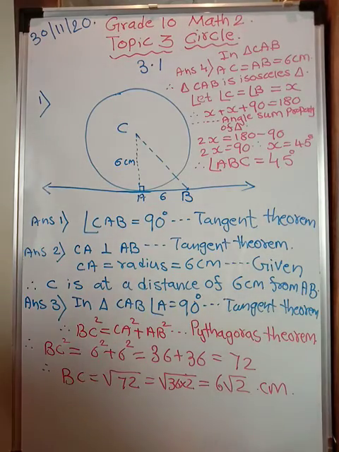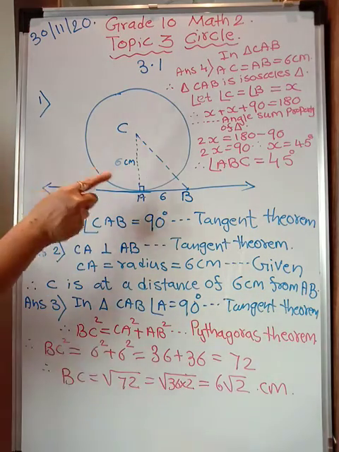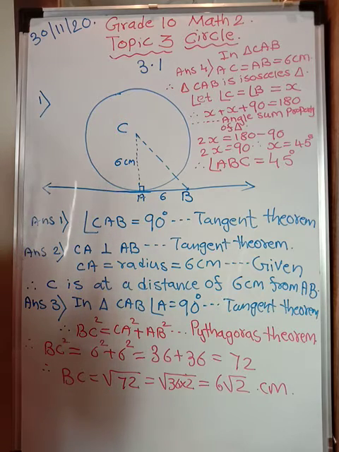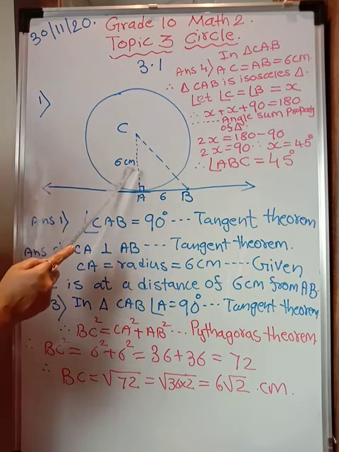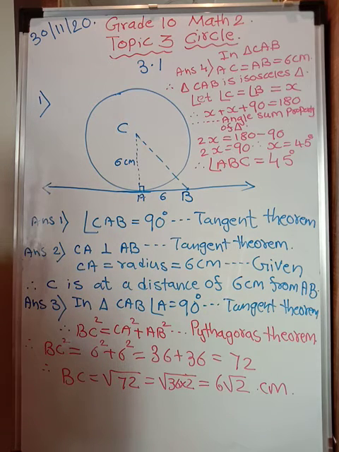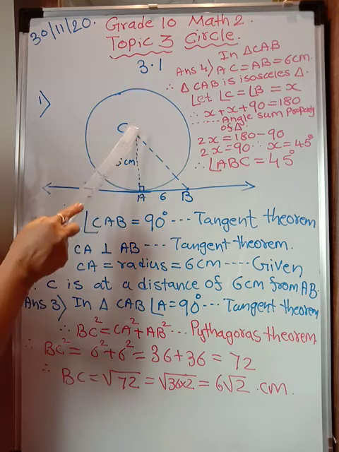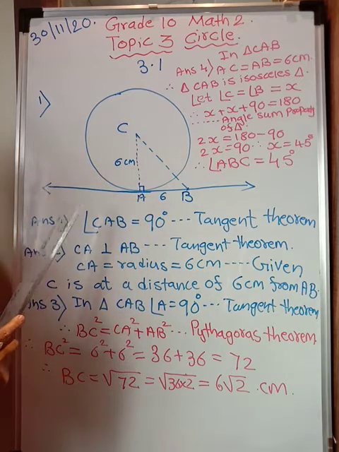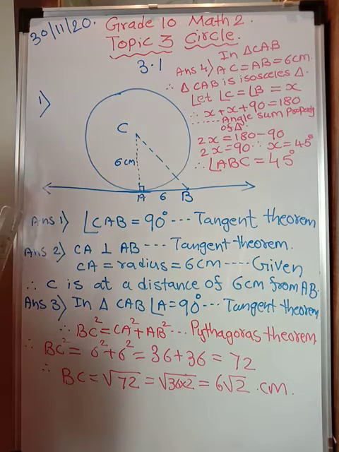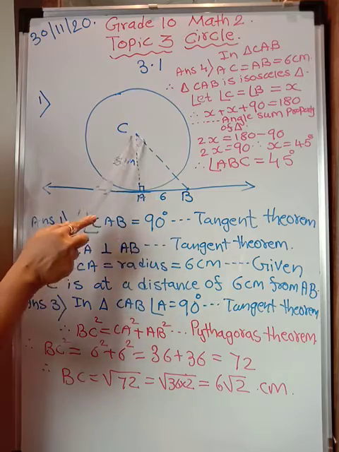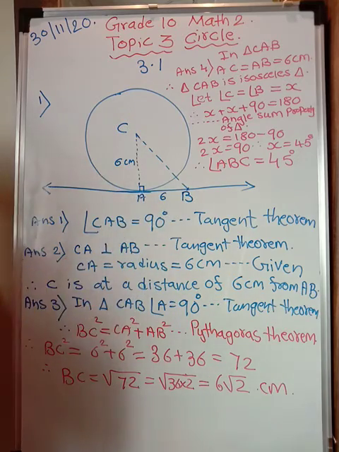So let's start with exercise 3.1. This is your first problem. In the adjoining figure, the radius of a circle with center C is 6 cm. So they have given the radius as 6 cm. Line AB is tangent at A. Can you see this line AB? So this is tangent to the circle at point A. Answer the following questions. So I have just joined CA and CB. Alright. What is the measure of angle CAB and why?